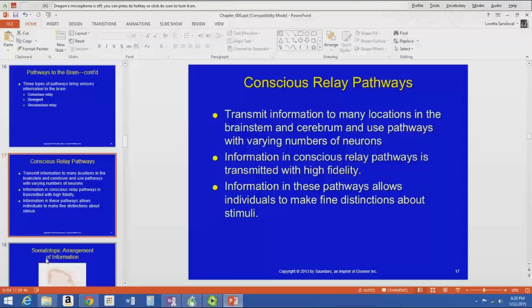But the information in the conscious relay pathways is transmitted with high fidelity, meaning it is very accurate and very localized. Okay? So the information in the conscious relay pathways allows you to make fine distinctions about stimuli. So you know if it's a light touch or if it's pressure. You know if it's on your big toe or on your second toe. It allows you to make those fine distinctions about the stimuli.